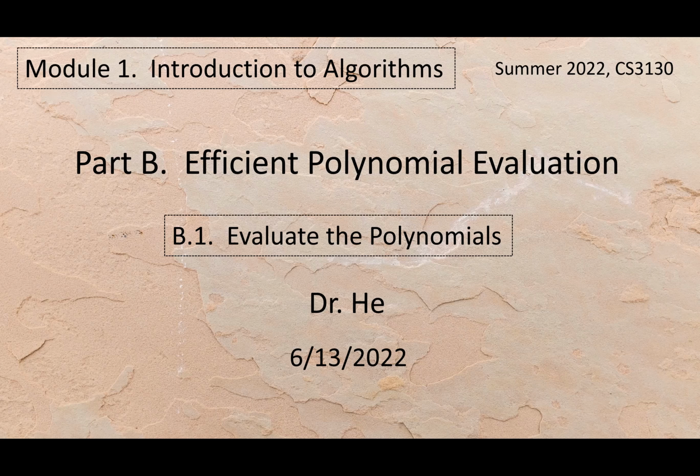Part B.1, the first topic, evaluate the polynomials. You know how to evaluate polynomials. Everyone here knows how to evaluate a polynomial. Now we really get to the key part of our algorithms class. When you can do something, you want to do it in the best way, right? Everyone can evaluate, but do you know what is the best way to evaluate a polynomial?